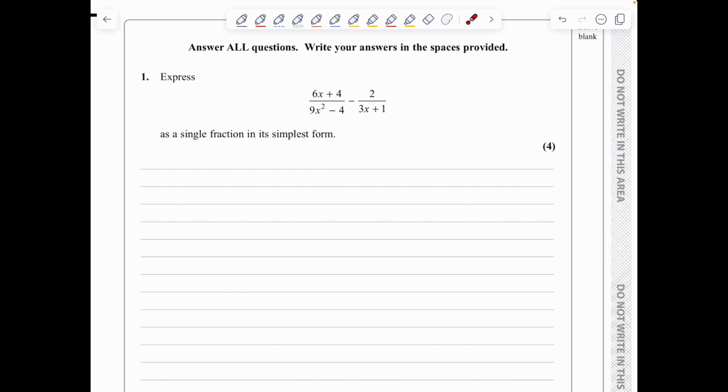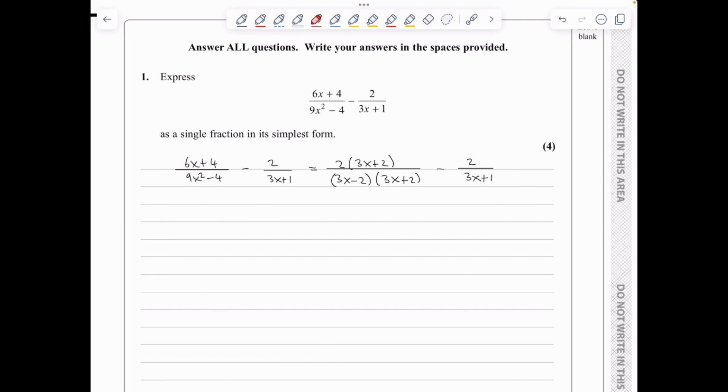In question 1, we're asked to express (6x + 4)/(9x² − 4) − 2/(3x + 1) as a single fraction in its simplest form. I will actually start by factorizing the numerator of the first fraction. So this is giving me 2(3x + 2). And the denominator is recognized as the difference of two squares. So we're looking at (3x − 2)(3x + 2). And we keep the second fraction as 2/(3x + 1).